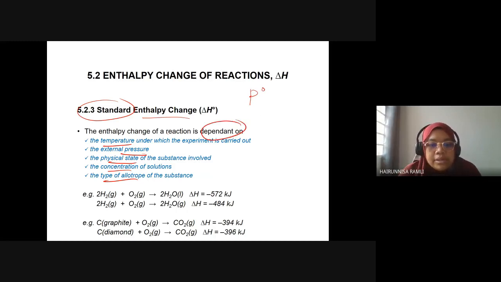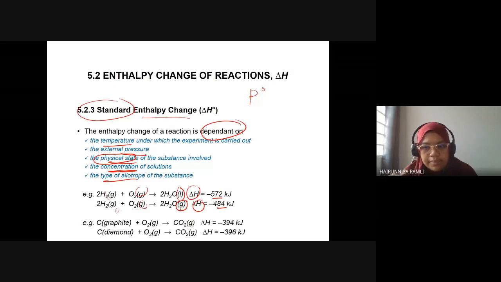Contoh you tengok kat sini. Hydrogen gas react with oxygen gas. Nampak tak? State dia sama. But produce satu water liquid, satu lagi water vapor. The value of enthalpy are different. Tak sama. Dia ubah je physical state, the enthalpy akan berubah. Okay? That's why the physical state is very important in this topic. Okay? And then concentration of course lah. You ubah dilute or concentrated akan ubah juga the enthalpy change.